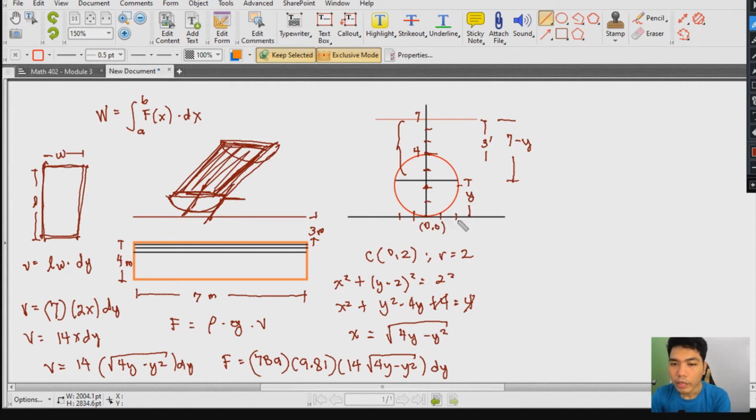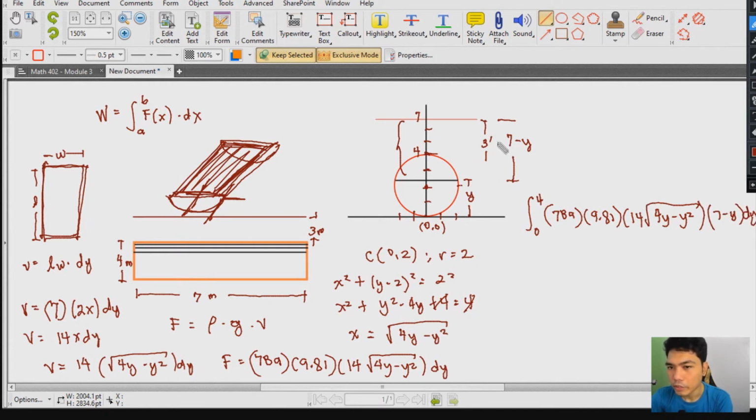So therefore, the final expression for this work would be the integral from 0 to 4, and then what is your f? That's 789 times 9.81 times 14 square root of 4y minus y squared. Then you multiply this by (7 minus y) dy.